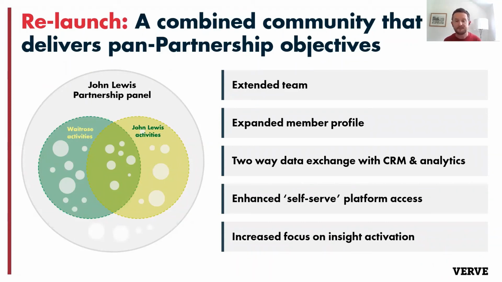It means expanding the member profile. So we're building out our member profile. We're ensuring we can deliver on-tap access to customers and to non-customers. So this includes an expanded partnership community. So it includes Waitrose customers, John Lewis customers, but it also includes integrating with our Verve community panel in order to be able to provide that on-tap access to non-customers. We're also developing a two-way data exchange, which is going to enrich the database on both sides and deliver deeper insight into customer journeys and loyalty.